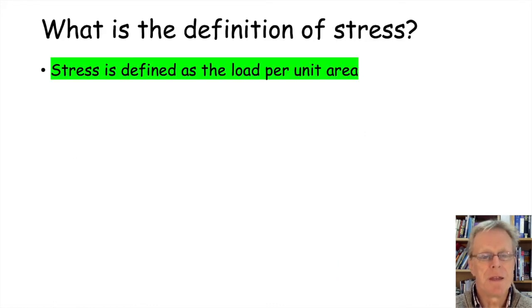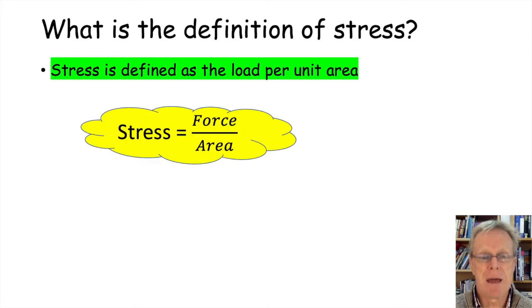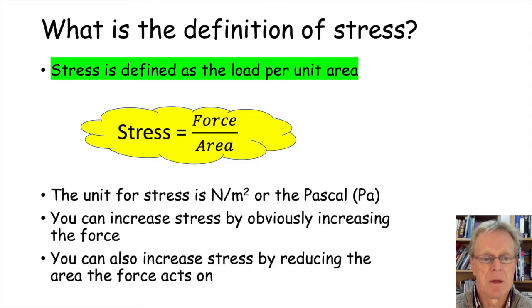So, the definition of stress, as I said earlier, is the force per unit area, or the load per unit area. So it's a fairly straightforward equation: stress equals force over area. Now the units for stress are newtons per metre squared, because we've got a force in newtons divided by an area in metres squared. I prefer to use newtons per metre squared because it's quite explicit, force over area.